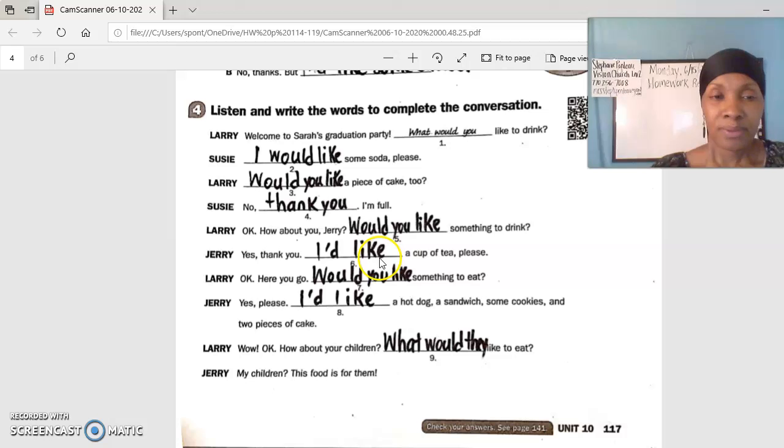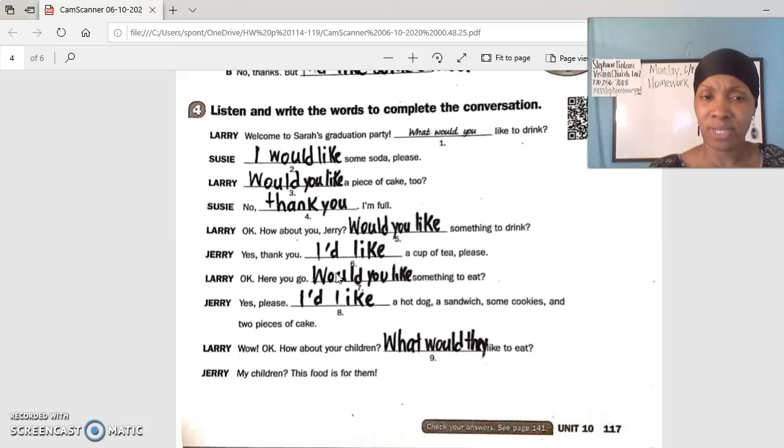All right, let's see, these aren't numbered. Oh, yeah, it is. Okay, we're down here, number 7. Okay, here you go. Would you like something to eat? Yes, please. I'd like a hot dog, a sandwich, some cookies, and 2 pieces of cake.